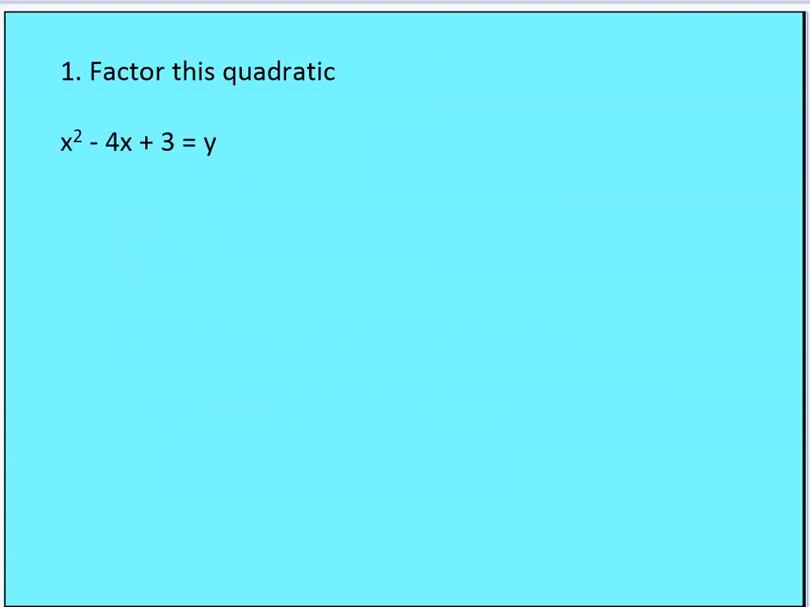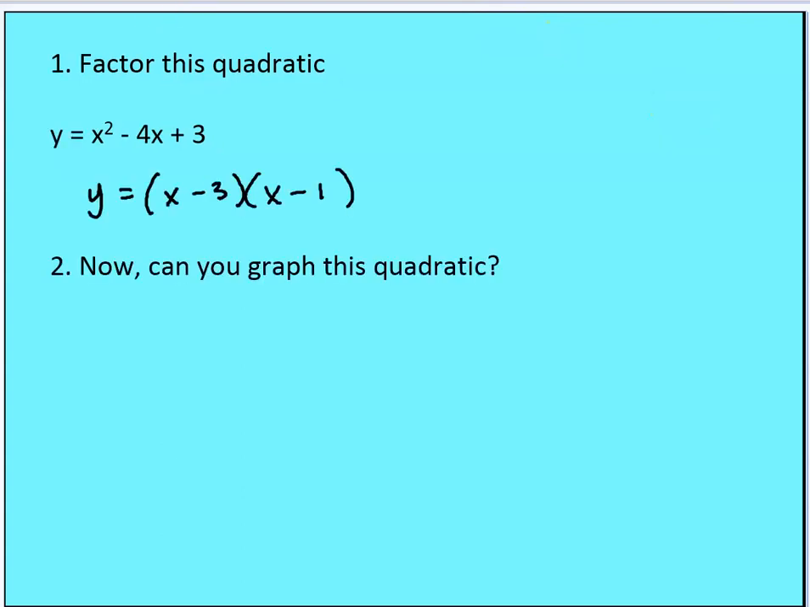So I'm going to have you work along with me. I want you to factor this quadratic. So you can pause the video, and when you're ready, come back. Okay, so we factored it into y is equal to (x - 3)(x - 1).